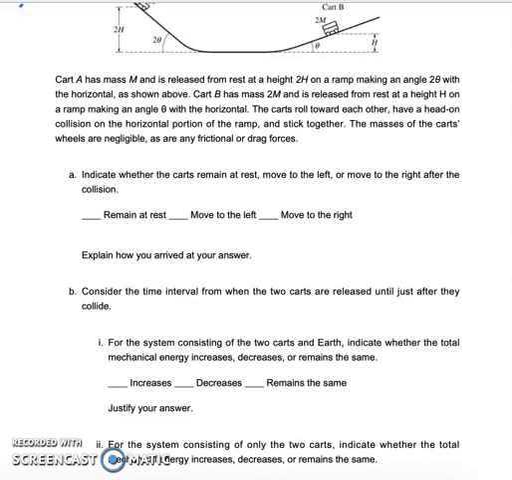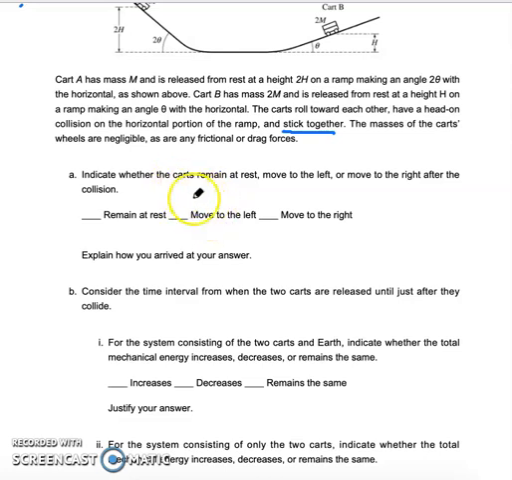Okay, so in the first case we have two cars of different masses, different heights colliding, and they stick together. So that sticking together is important. All right, and the first question asked is which way will they move after they collide and stick? So how do you determine that? It's not about which one's moving faster. It's not about which one has more mass. It's not about which one has more kinetic energy. It's about which one has more momentum. So you have to figure out which one has more momentum.